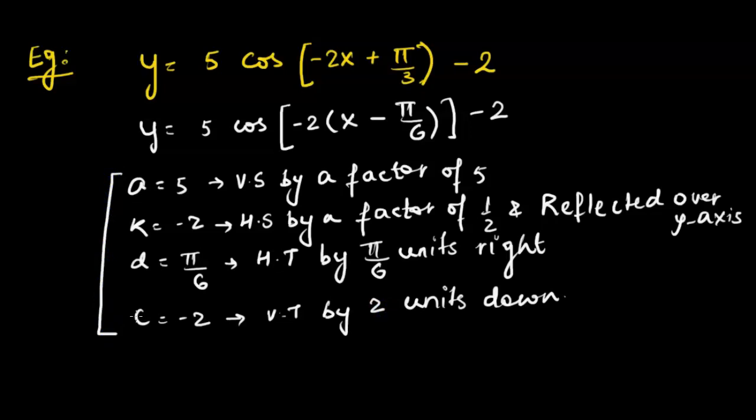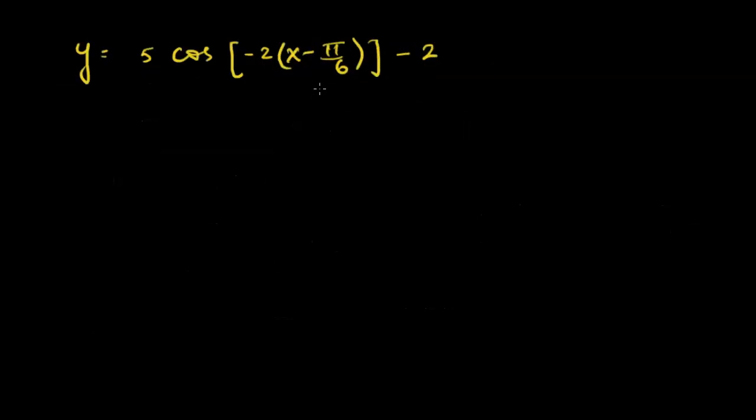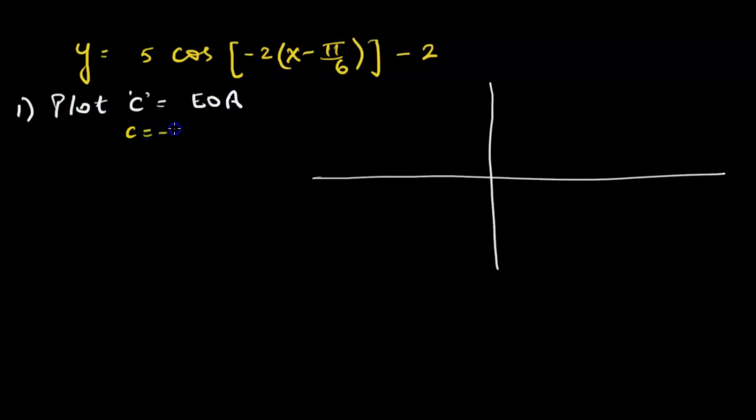If we want to turn this equation into a graph, then we have to go over certain steps, which are as follows. We are given the equation in factored form. Step number 1 is to plot the c value, which is the equation of the axis, on the grid. In this particular case, c is -2, so the equation of the axis would be at -2, and that is this line.